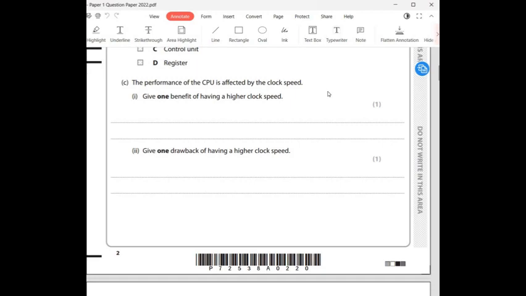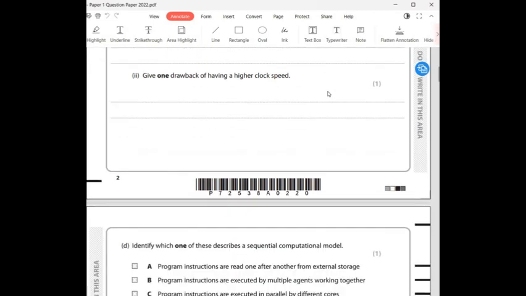And on part 2 of part C, we need to give one drawback of having a higher clock speed. It needs more power, the CPU could become unstable, the CPU could overheat, and more cooling is required. Any of those will get you 1 mark. It's literally copy and paste a mark scheme.